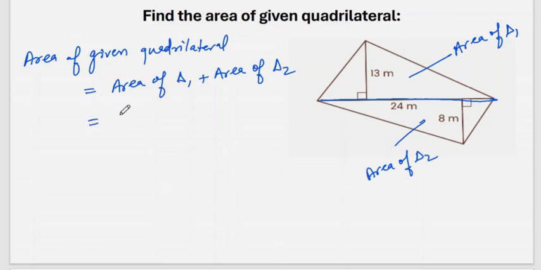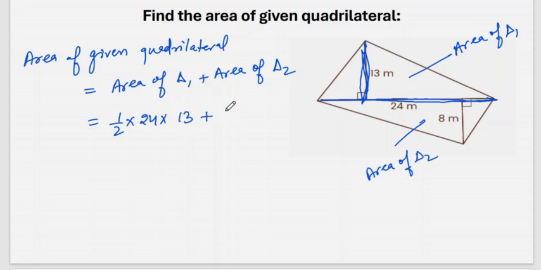So area of triangle. So what is the formula for finding the area of triangle? If you know the length of base and height, use the formula half into base into height. So what is your base? Base is this, that is diagonal 24. And what is height? Height is this for this triangle. Okay. So this triangle height is 13.